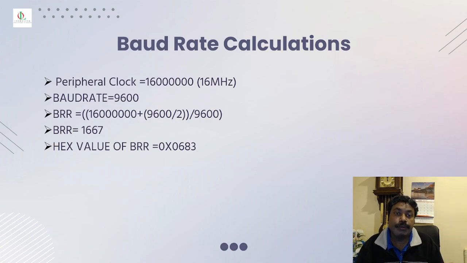And you know, we already discussed how to calculate the baud rate, and the peripheral clock is 16 megahertz. The baud rate we're going to set as 9600. So this is the value you calculate with this baud rate register formula, and you will end up with this value, and you need to convert that to a hex value, and this is the one you're going to load to the register in the program.